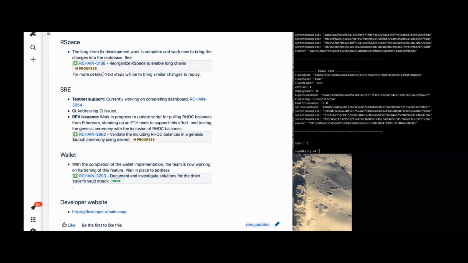Rev issuance. I want to make sure that I speak to this very explicitly. One of the requirements of testnet 2 is a demonstration of the ability to issue test rev based on rock balances held on Ethereum. That's well documented on the Rev issuance page on the developer website, and you can read more about it there. But in short, we're doing some work to update.